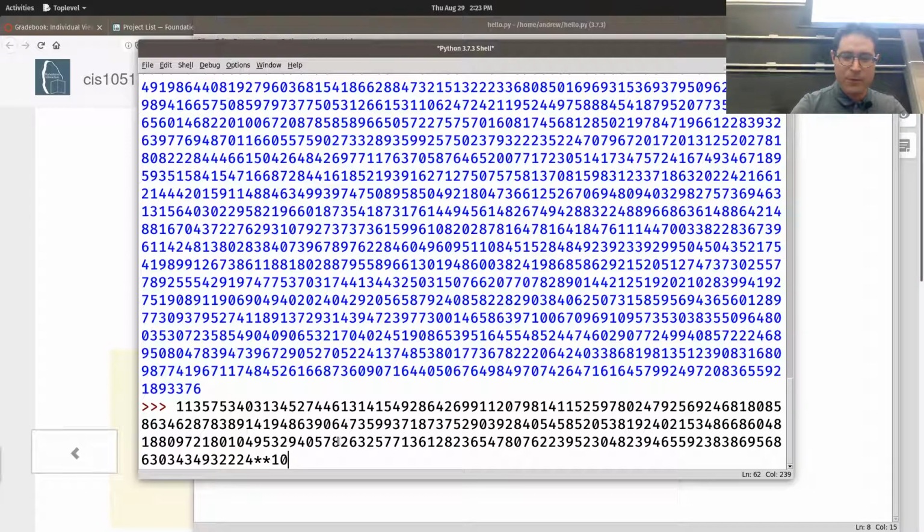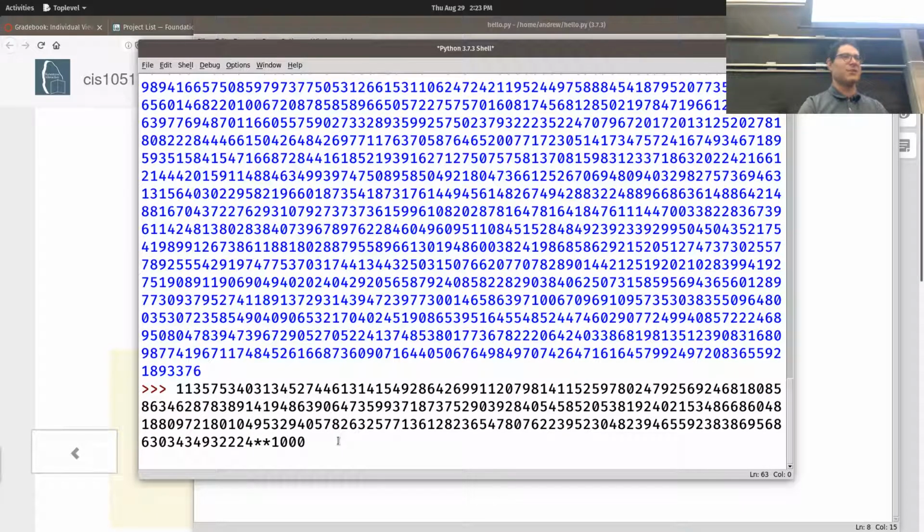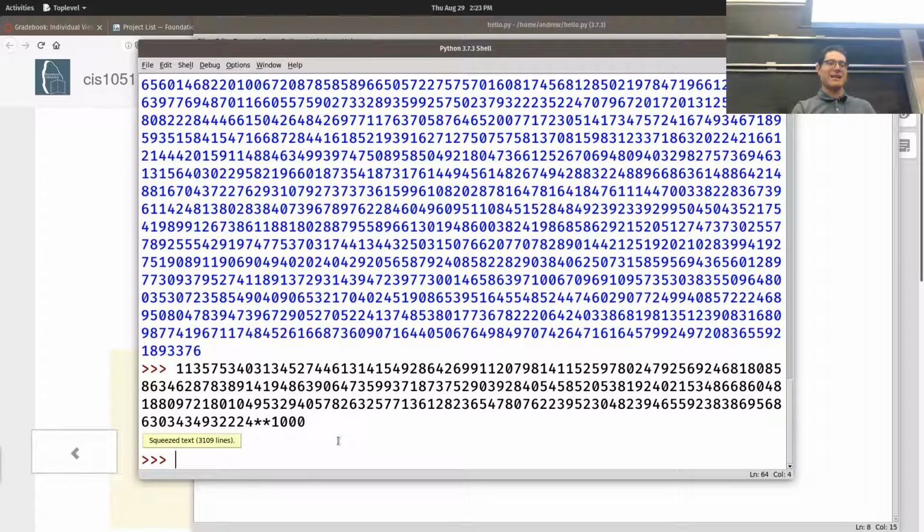Again, at some point, though, my computer will grind to a screeching halt. It finished. It just simply says it squeezed it because the answer is 3,109 lines long of number. This is a lot more powerful than your four function calculator, suffice to say.